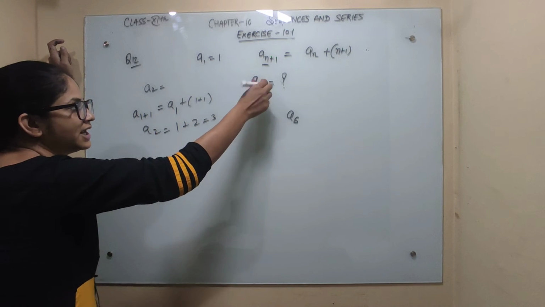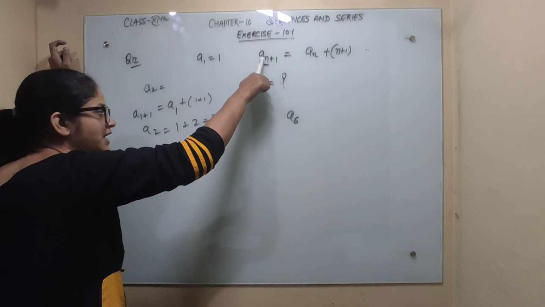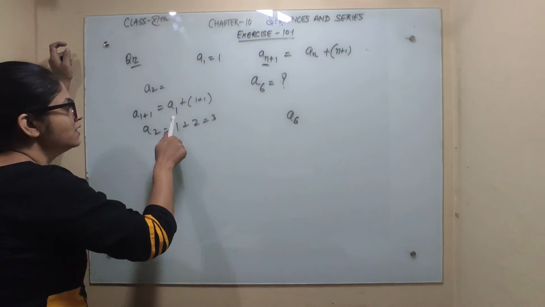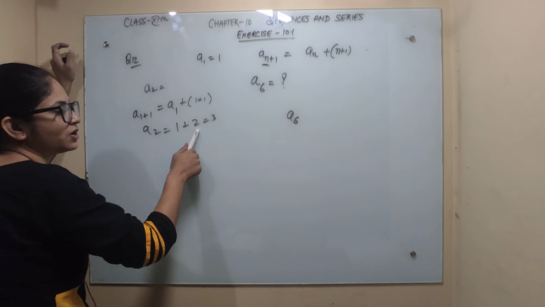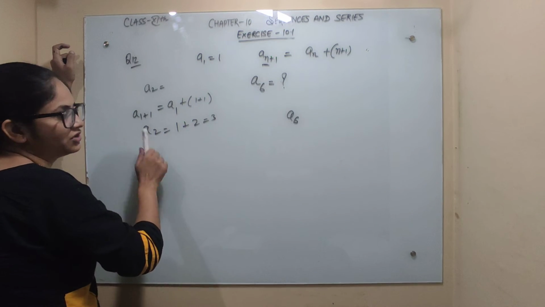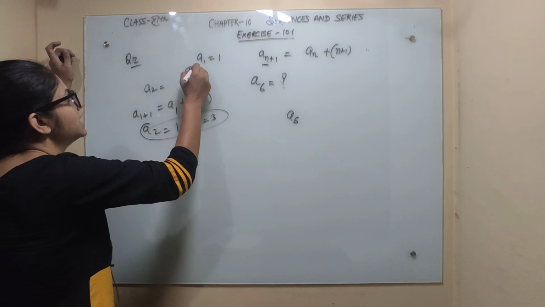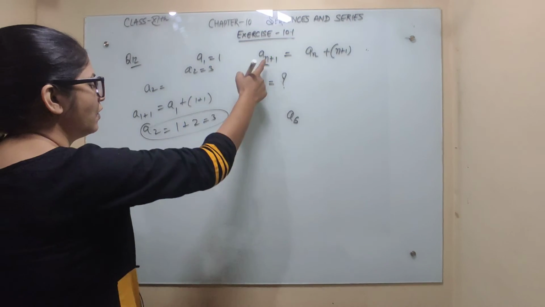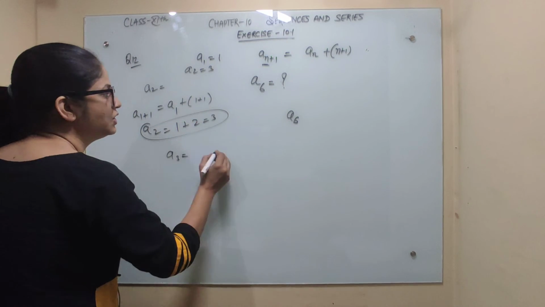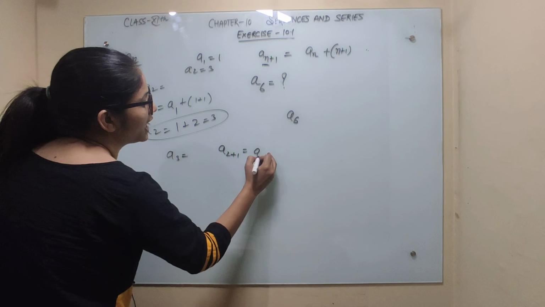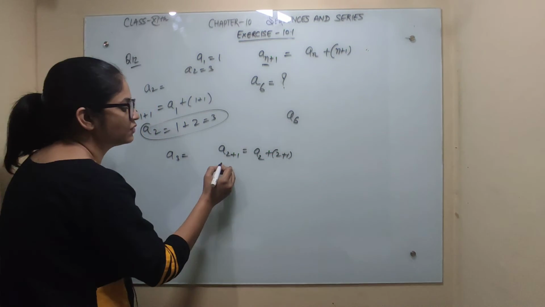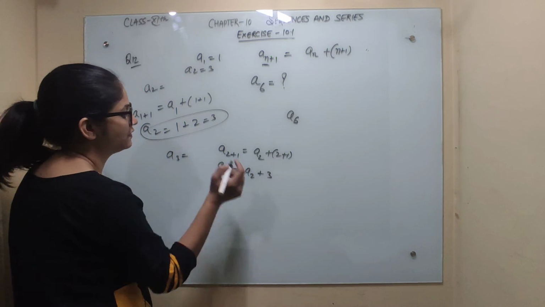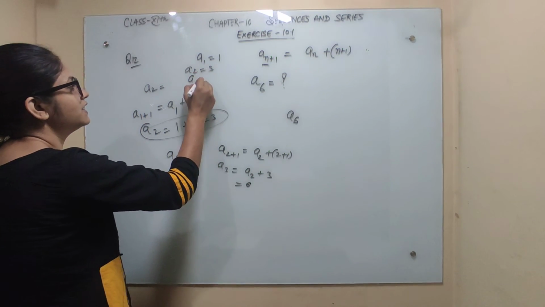A3, how will you get A3? If I put here 2. First I wrote 1, so A1 plus 1 plus 1. A1 is 1 and 1 plus 1 is 2, so 1 plus 2 is 3. So A2 term you got. A2 is 3. A3 you can write the same way. I will substitute here n as 2. So A2 plus 2 plus 1. So A3 you will get A2 plus 3. A2 is 3, so 3 plus 3 is 6. So A3 is equal to 6.